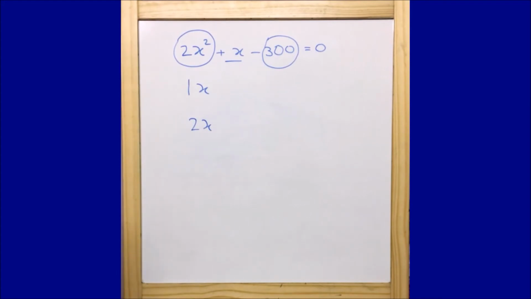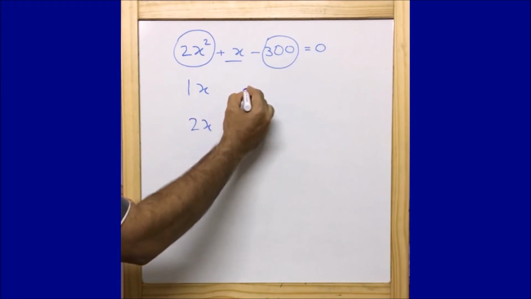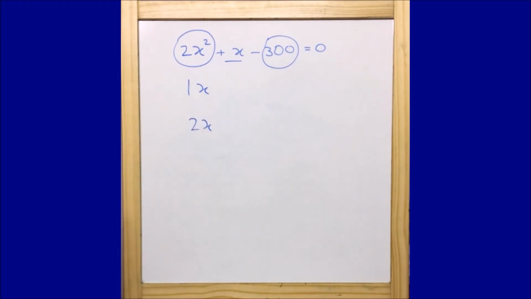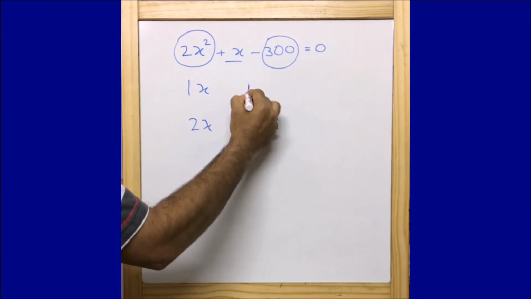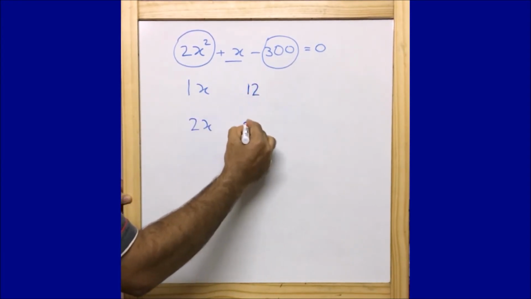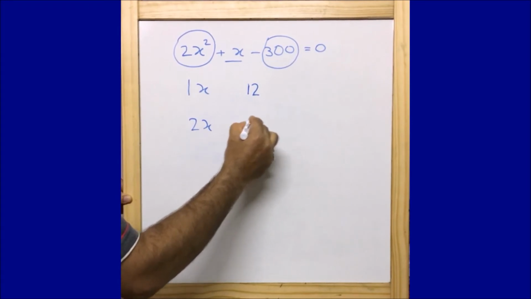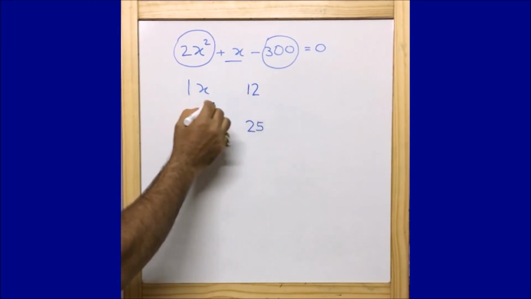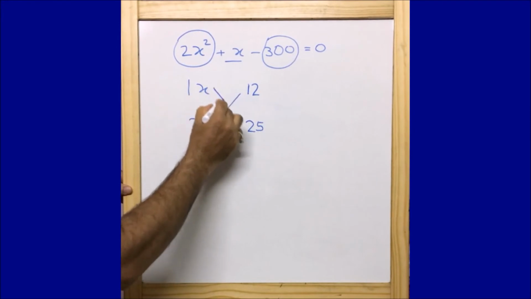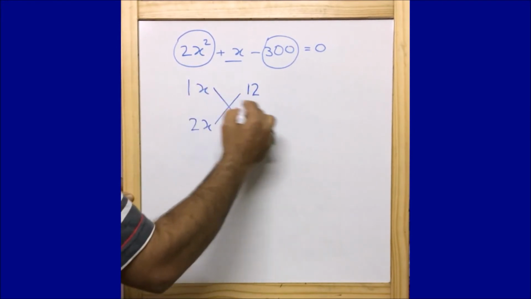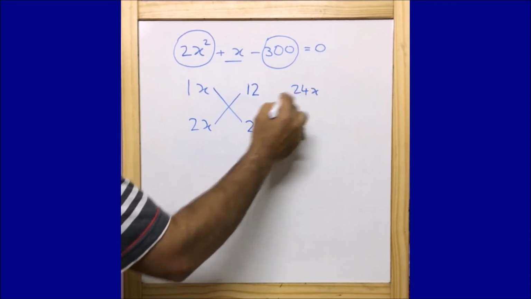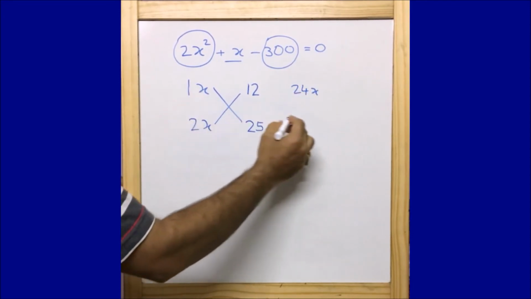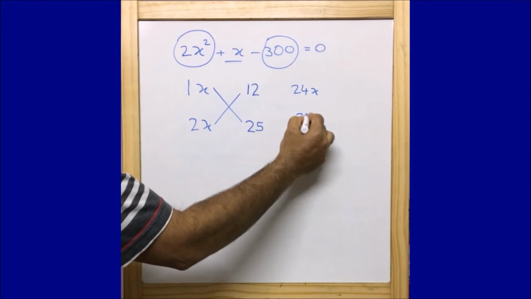So 300 means I can write 12 into 25, because 12 into 25 is 300. So 12 into 25. So if I do a cross multiplication, let's see what I am getting. Now coming here, 2x into 12 is 24x, and this one, 25x, I am getting.